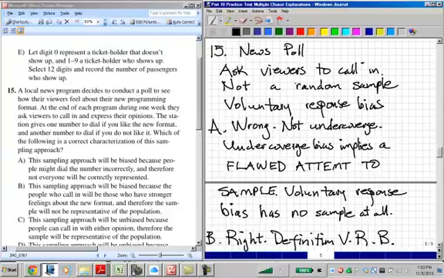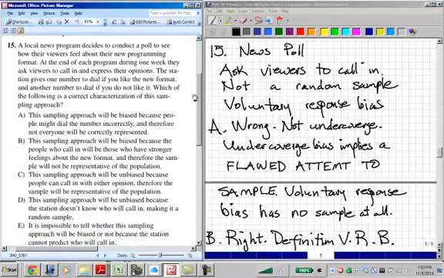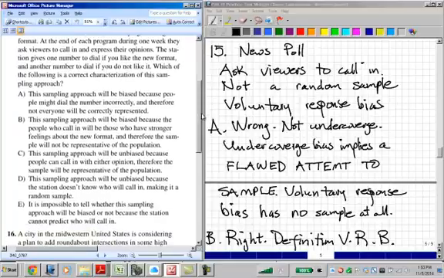Okay, 15. Local news program decides to cut cables. See how they need about that. And they set up. Station gives one number to dial if you like the new format, and another number to dial if you don't like it. Which of the following is the correct characterization of the sampling approach? Okay, A, it's biased because people might dial the number incorrectly, and therefore everyone will not be correctly represented. Wrong. This is not under coverage.